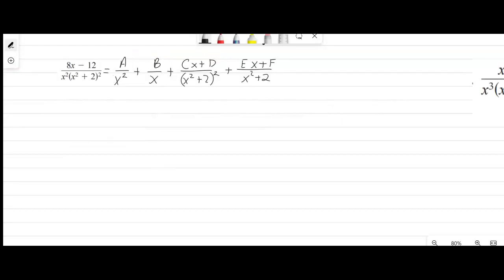Okay, this one here is quite the doozy. It's got two repeated factors in our denominator. One's a linear factor, one's a quadratic factor. We get to learn what we do with a quadratic factor. You can see what happened here.